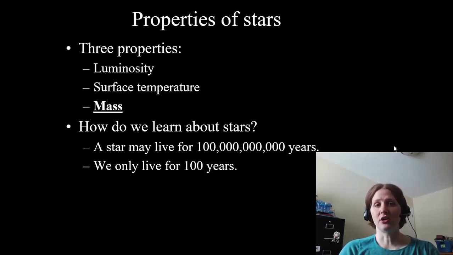When we look at stars, they are so much further away than our sun that we can't see the kind of detail that we did with our sun. So we're going to stick to the properties that are easier to see. We're going to study a star's luminosity, the surface temperature, and the mass.